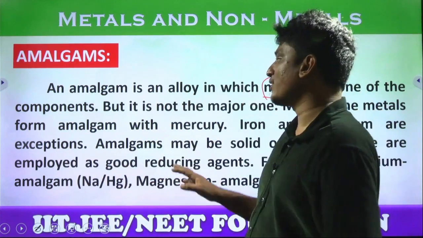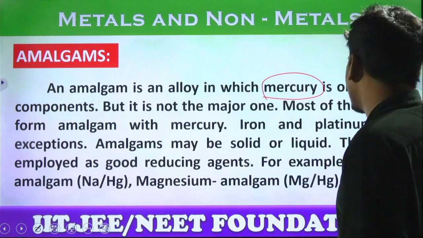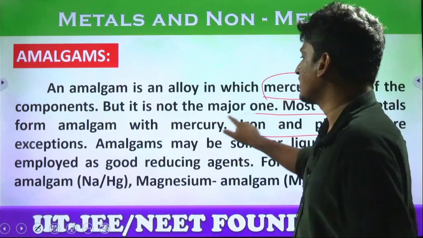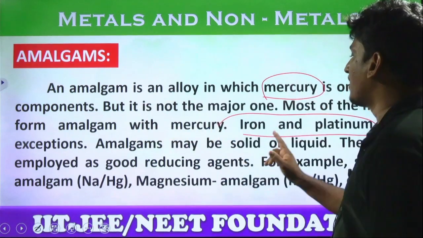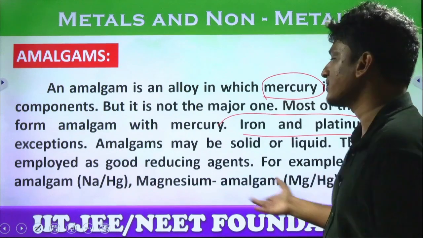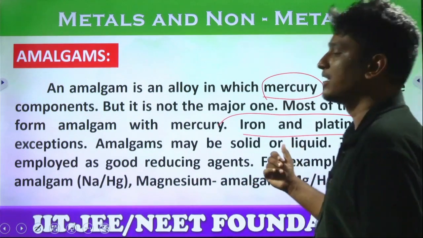Most of the metals form amalgams with mercury. Iron and platinum, this is the main point, students, you have to remember. Iron and platinum are exceptions. Amalgams may be solid or liquid. These are employed as good reducing agents. For example, sodium amalgam, magnesium amalgam, reducing agents.